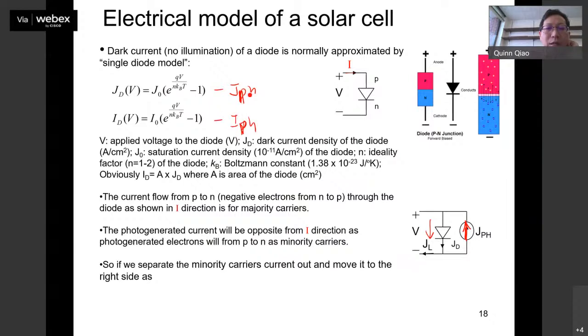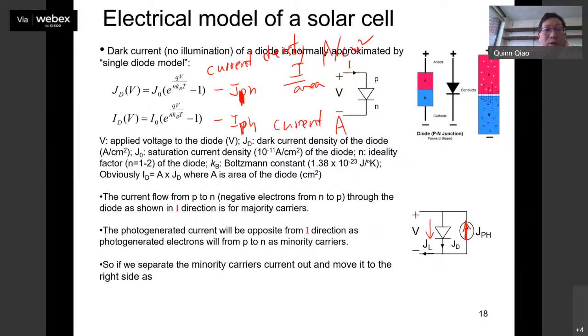Okay, the J_ph or I_ph here, the J is called current density. That's basically the current divided by the area, per square centimeter. The unit is ampere per centimeter square. You call that the current density. If you don't divide by the cross-section area, that's called the current. The current basically is in amperes, and the unit is not divided by centimeter square.